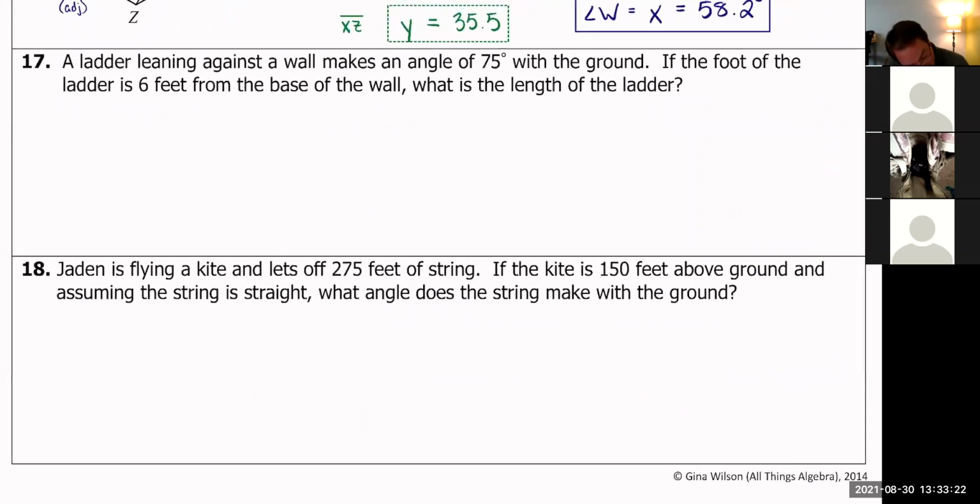But if you try number 17 and number 18, number 17, you should get 23.2 feet. I'm not going to put a variable there. The variable that you label is going to be based upon your own preference. And then 18 should be 33.1 degrees.